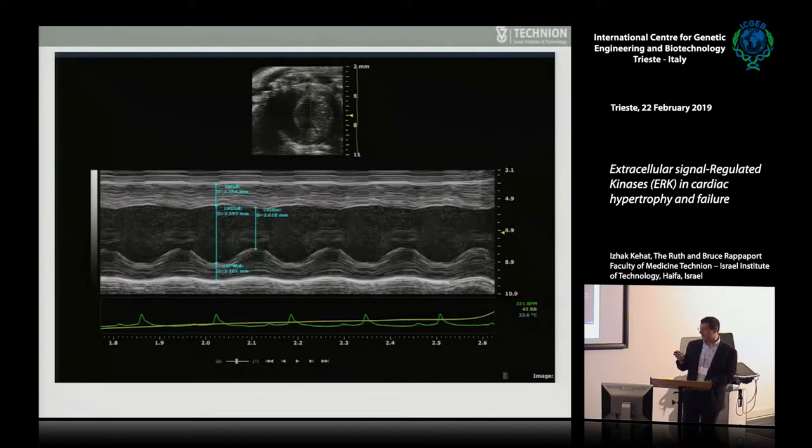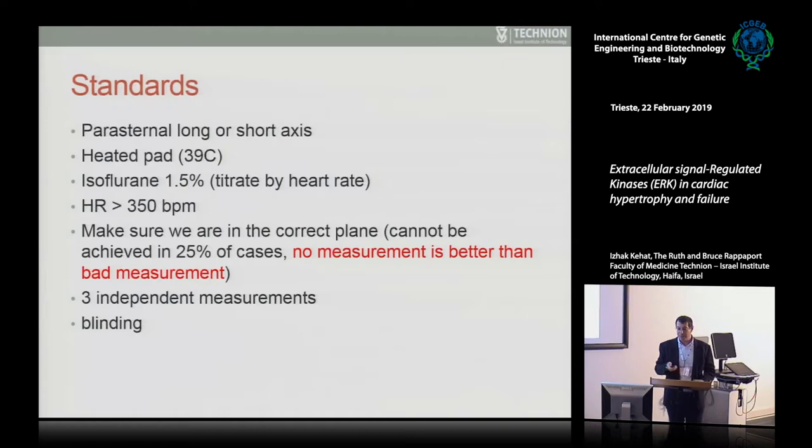This is better. The heart rate is still low, it's 370. This is just the same image, you just reduce the anesthesia and wait for the heart rate to go up. Now your papillary muscles are more equal, and if you want, you can make measurements. But it's still better to wait until the heart rate goes up. So again, my two cents.